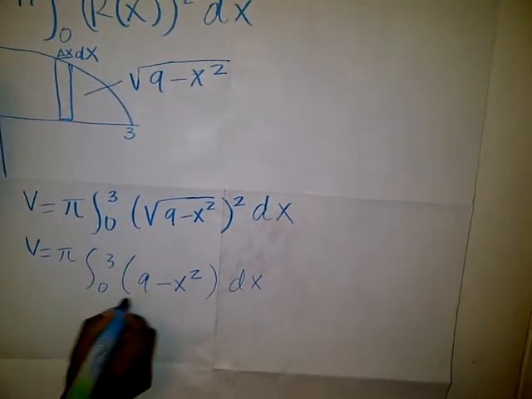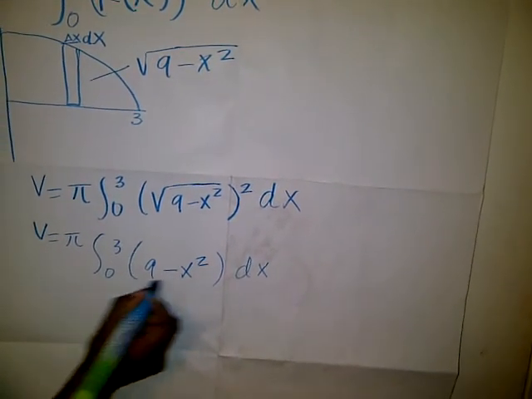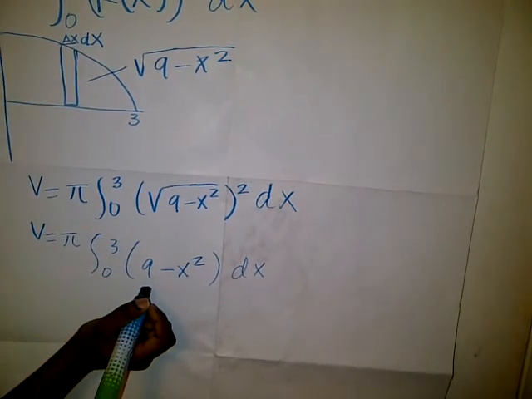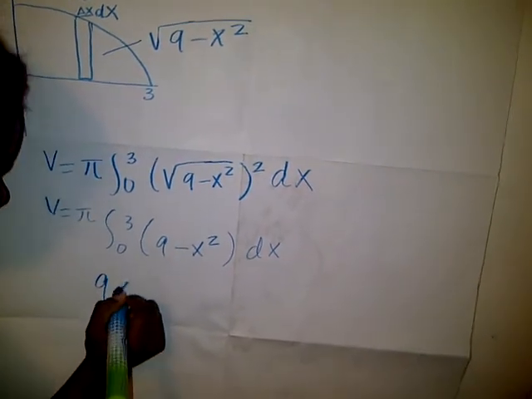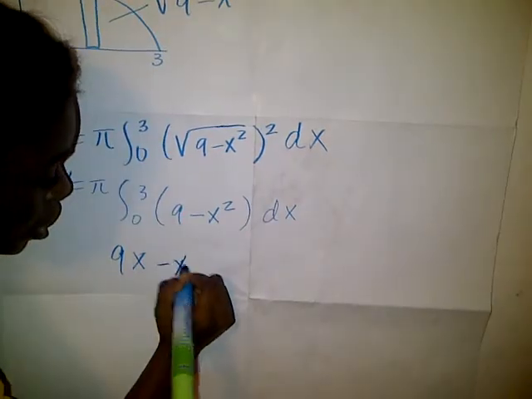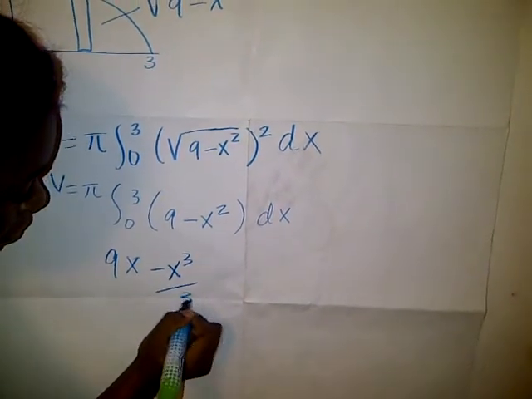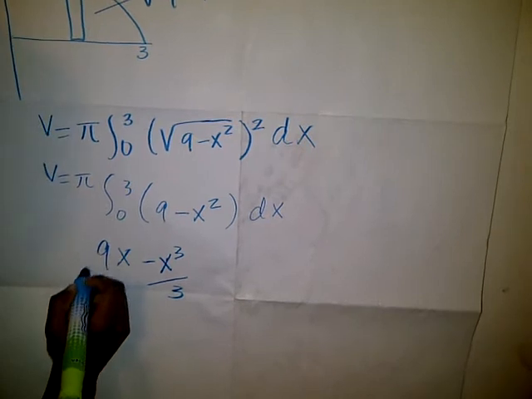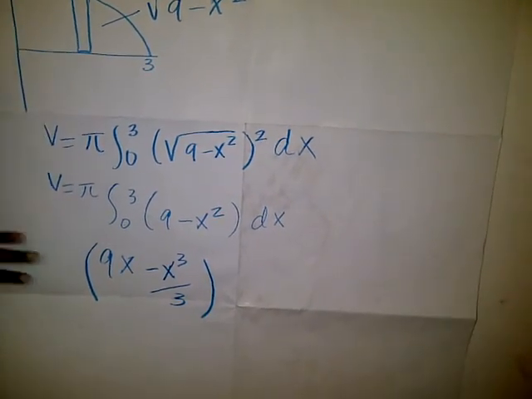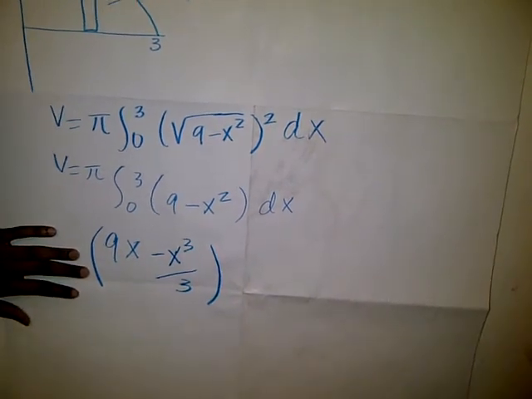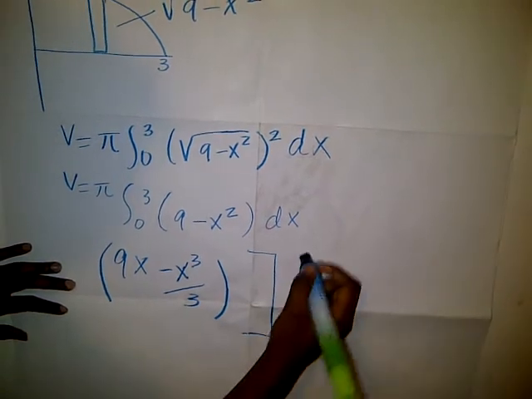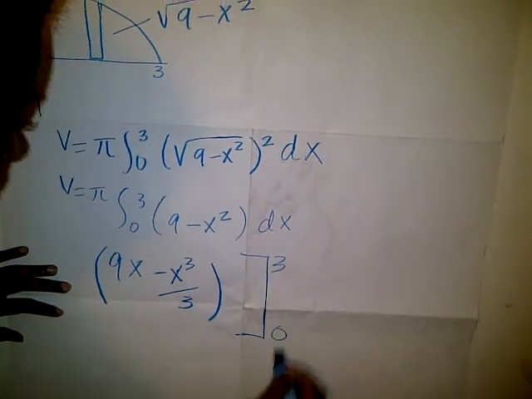Our next step is to do the antidifferentiation of this equation right here. The antidifferentiation of 9 is 9x, and the antidifferentiation of x squared is x cubed divided by 3. Okay? The next step is to plug in our 3 and our 0.